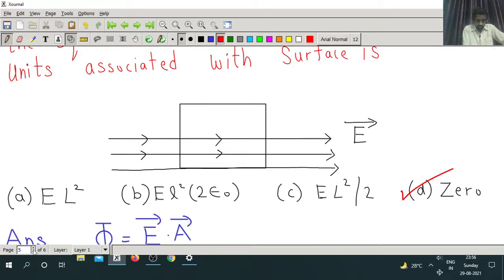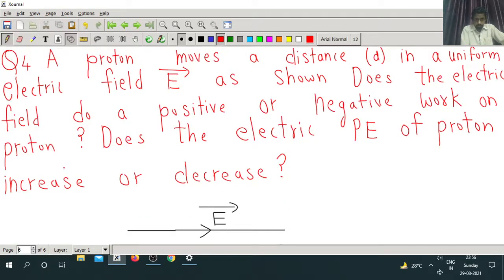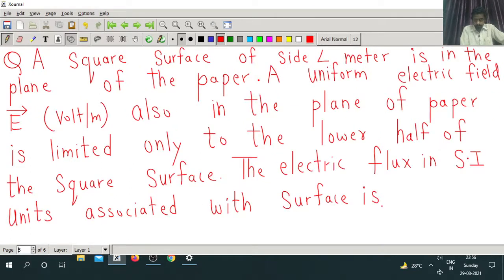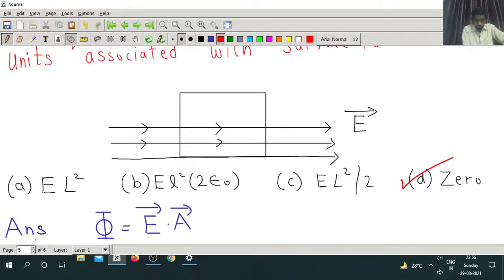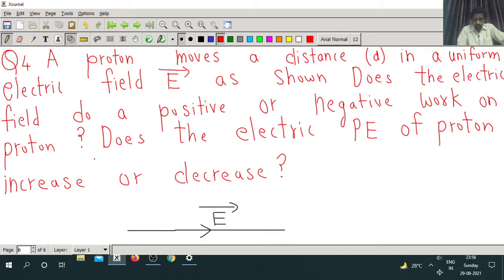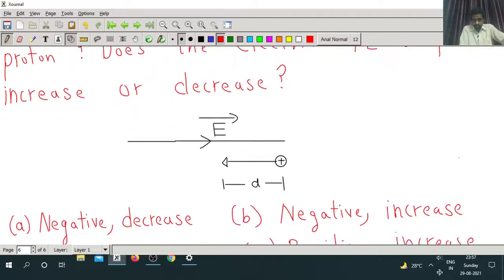Now let us go to the next question. A proton moves a distance d in a uniform electric field E as shown. Does the electric field do a positive or negative work on the proton? Does the electric potential energy of the proton increase or decrease?